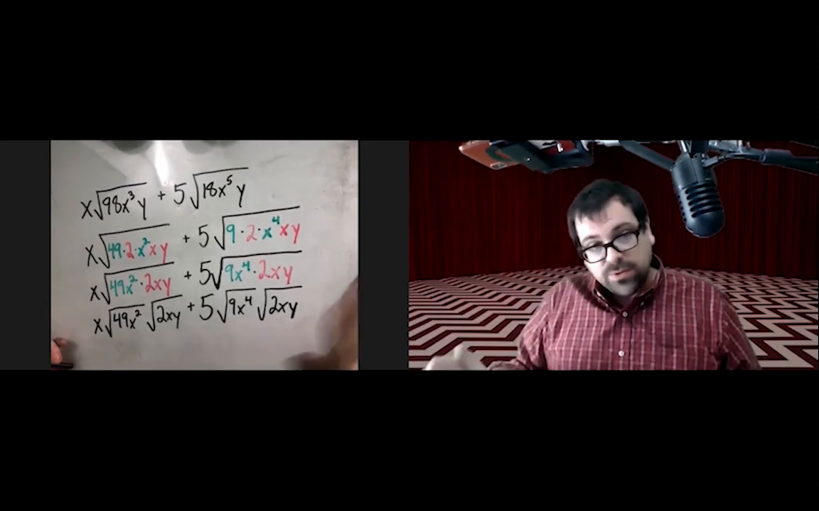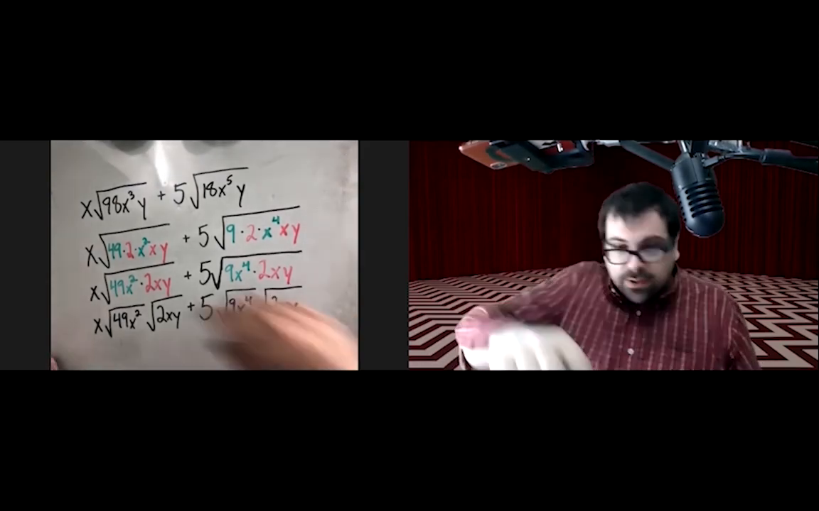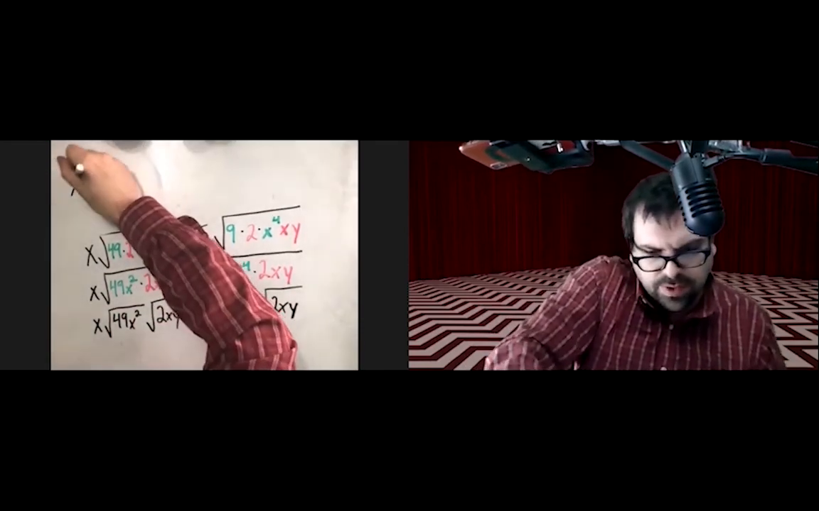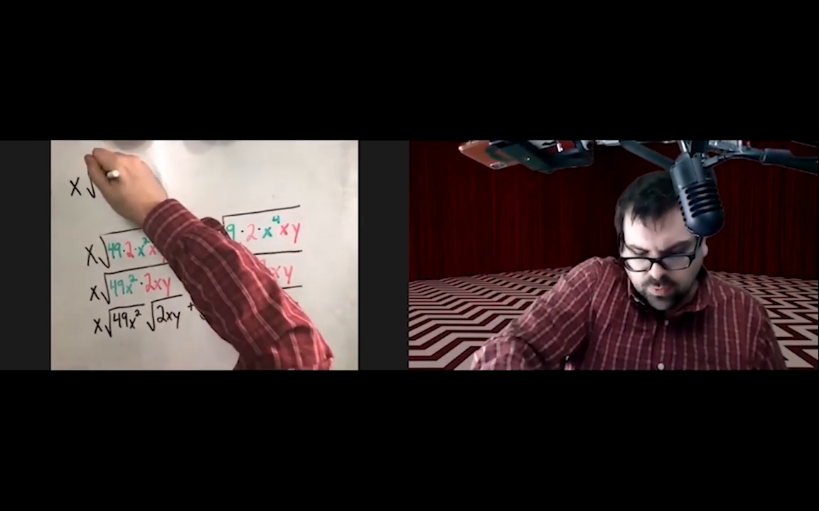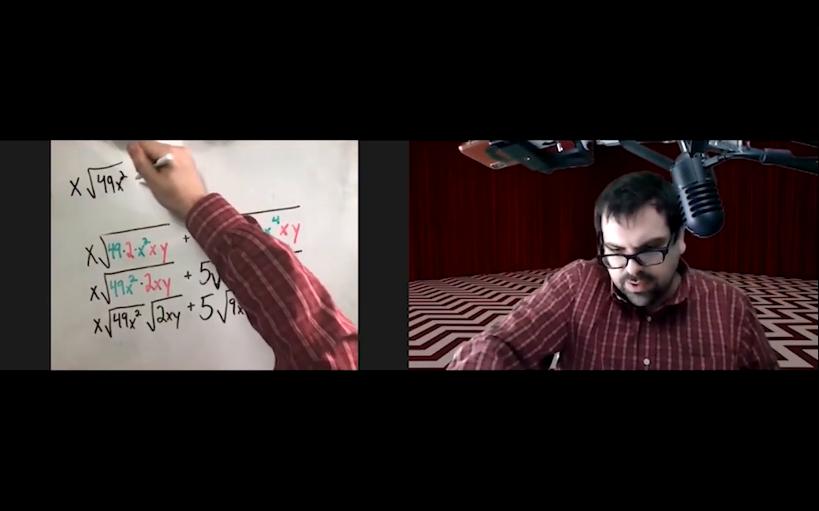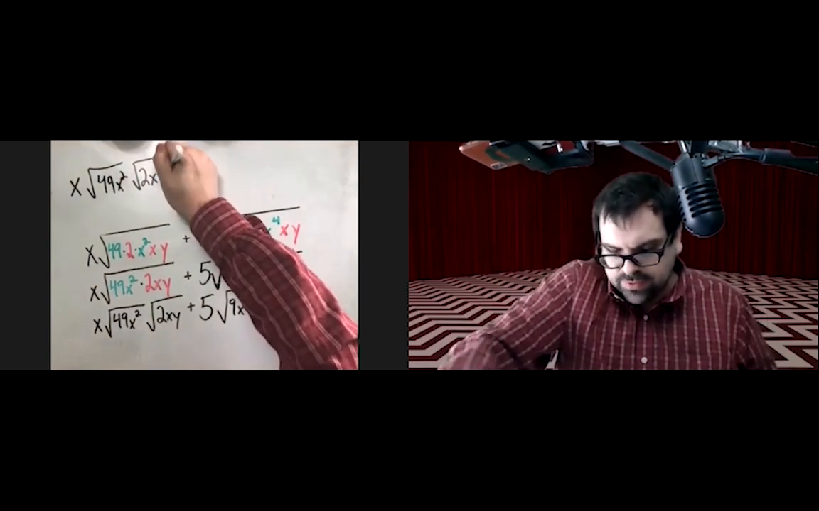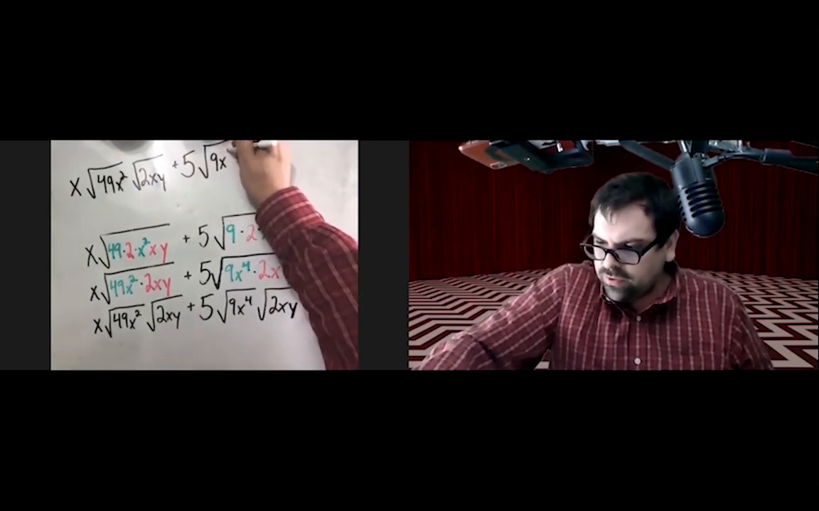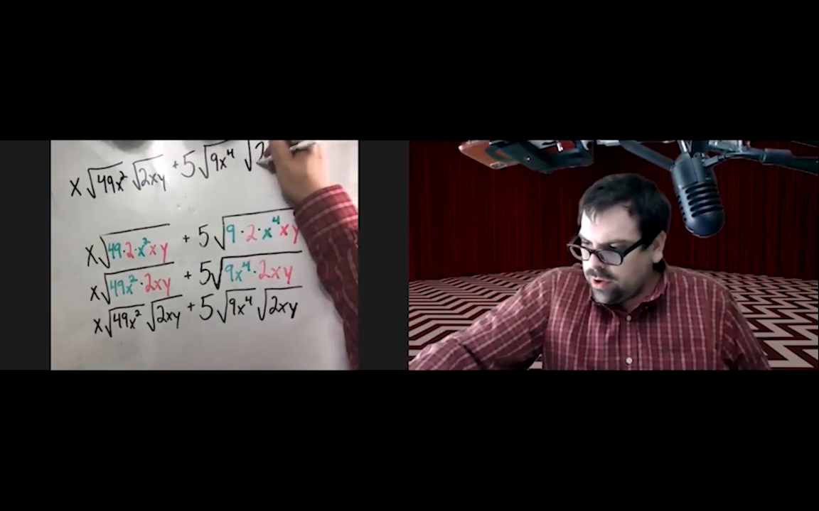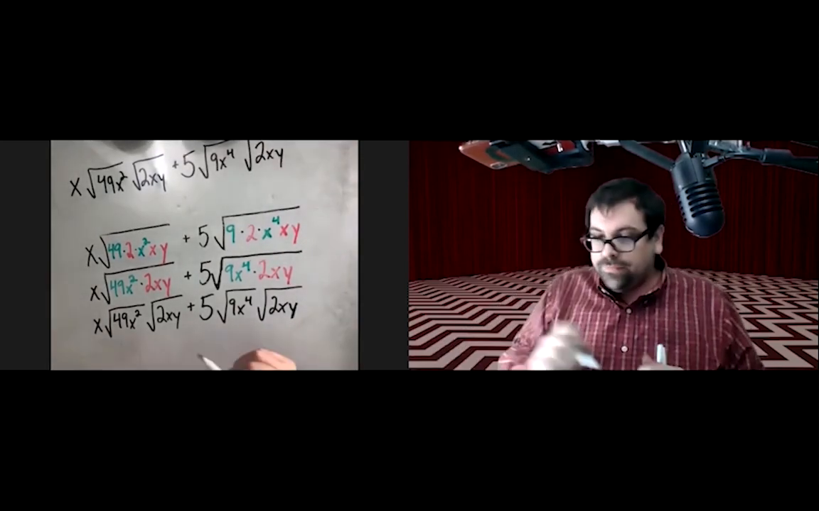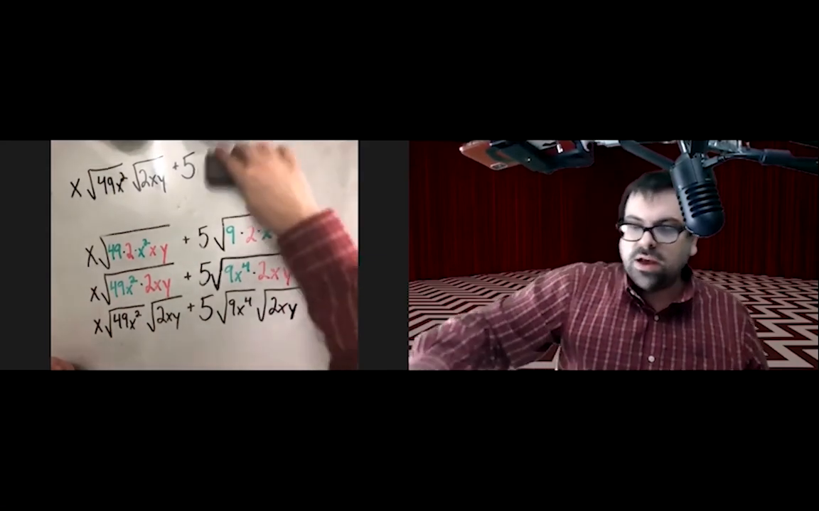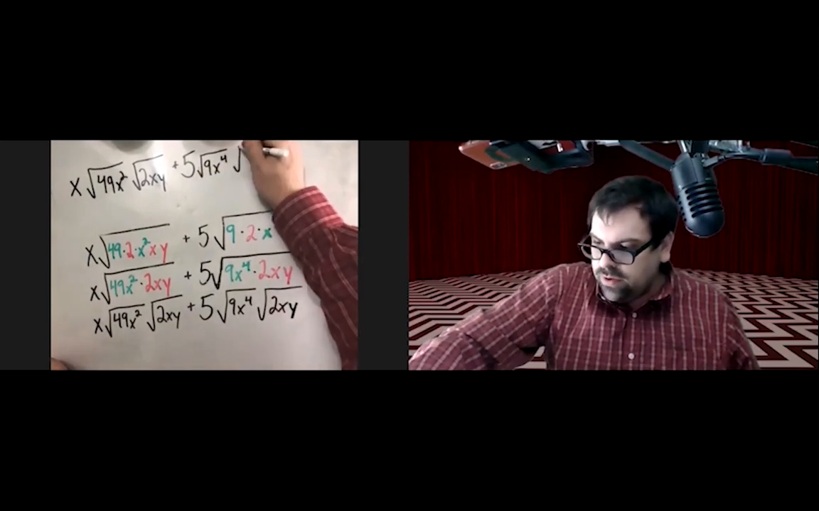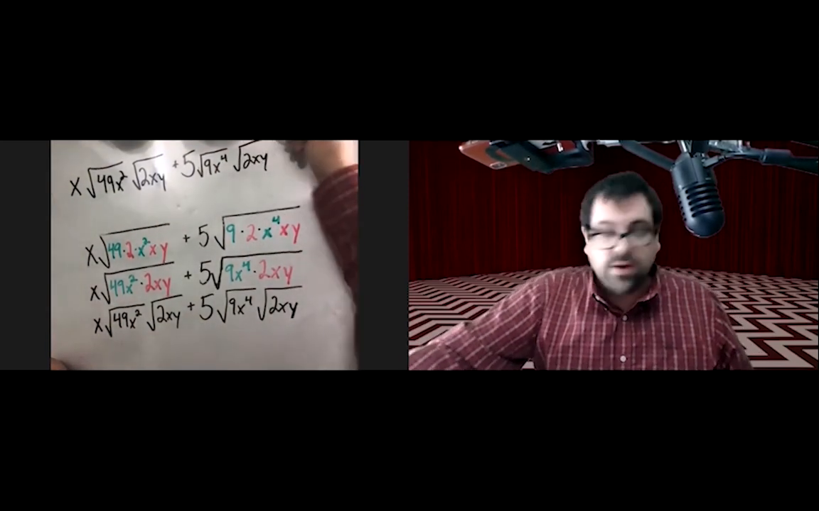Anyway, to continue this problem, because we're not done with it yet, I'm going to move this up here, and then you'll keep writing it down underneath. We have this x square root 49x squared, square root 2xy plus 5 radical 9x to the 4th radical 2xy. Let me move that. That angle was not helping. Radical 9x to the 4th radical 2xy. There we go.